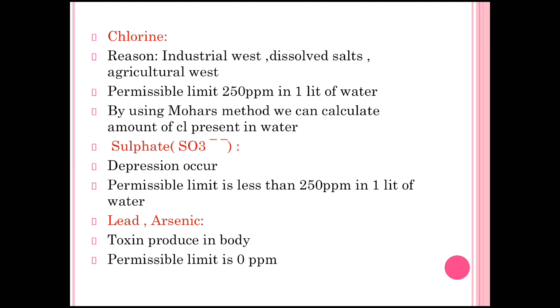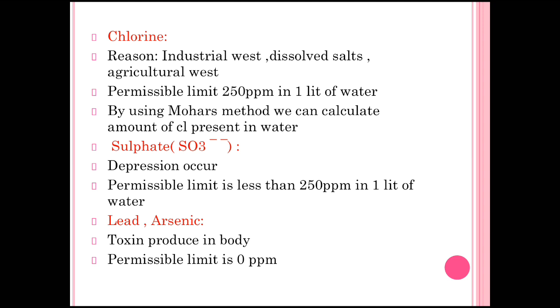Chloride is present in water samples. The reason is industrial waste: whenever industrial wastewater is released into a water flow, the chlorine in that wastewater enters our water sources, such as rivers and the sea. Dissolved salts and agricultural waste are also responsible for the chlorine present in a water sample.